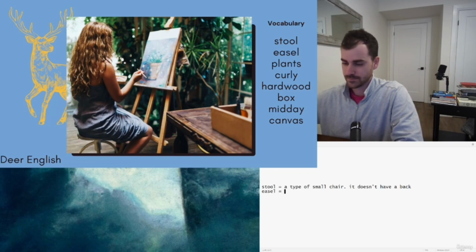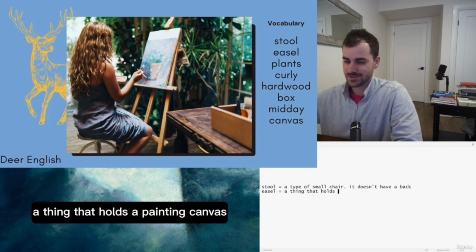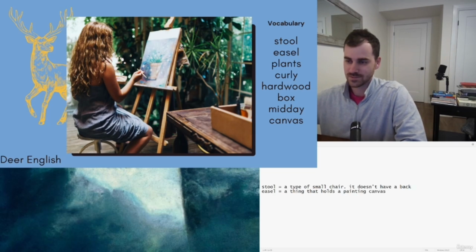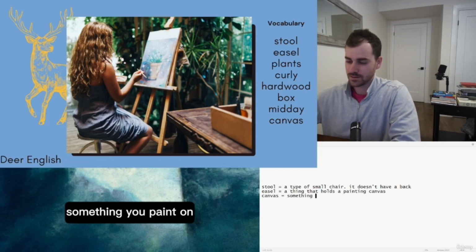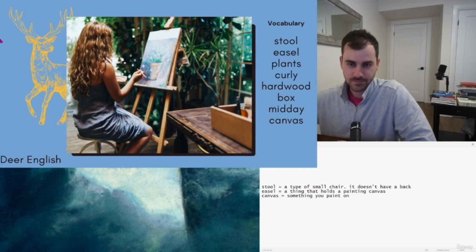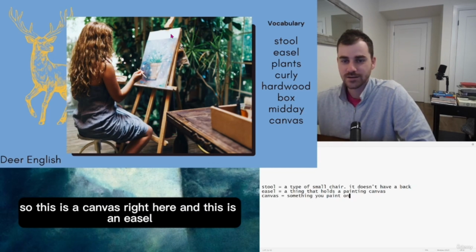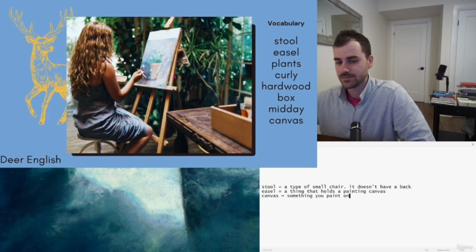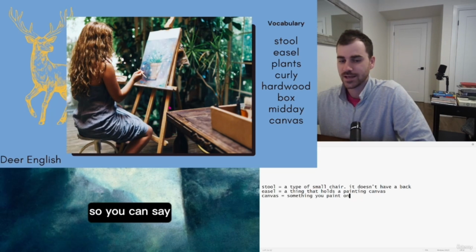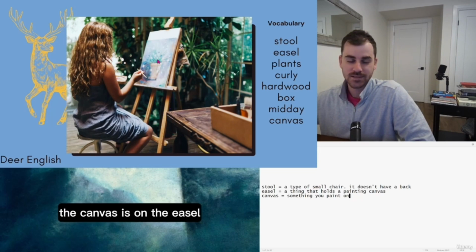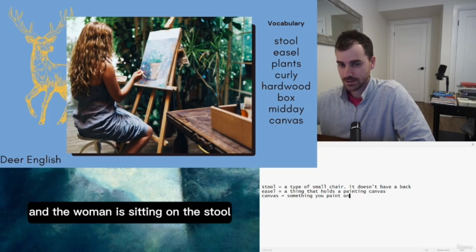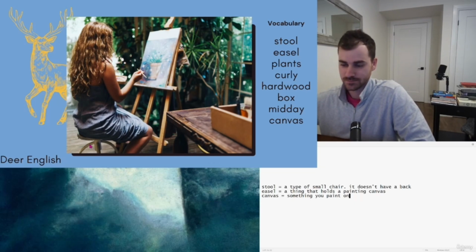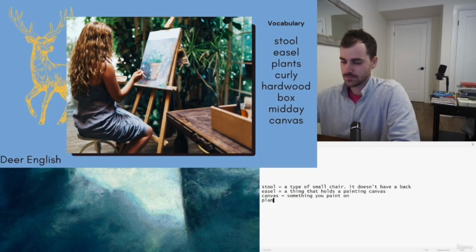Easel. A thing that holds a painting canvas. So a canvas is something you paint on. So this is a canvas right here, and this is an easel. So you can say the canvas is on the easel, and the woman is sitting on the stool.